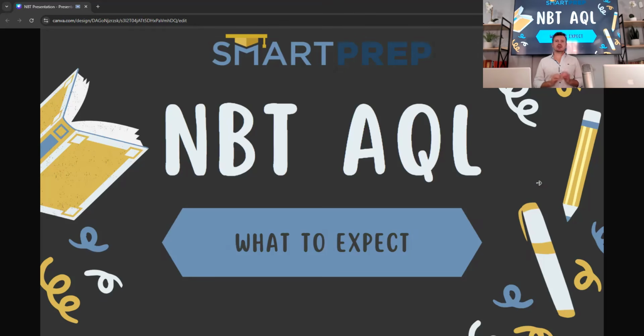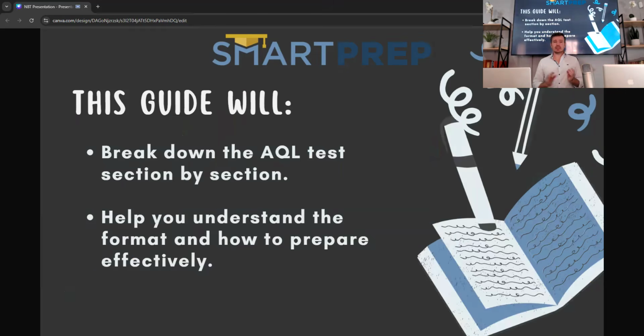Okay, so your AQL stands for your academic quantitative literacy. What that basically means is, can you read a sentence and can you interpret that sentence? And then can you look at a graph or something to do with numbers and can you interpret that data? So in this guide, what I'm going to do is break down your AQL test section by section.